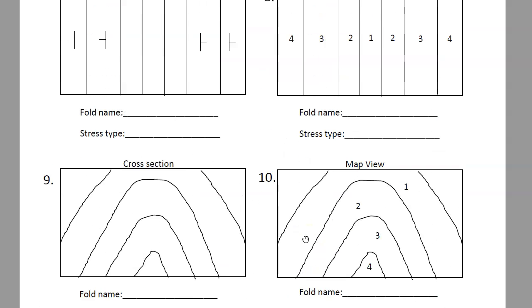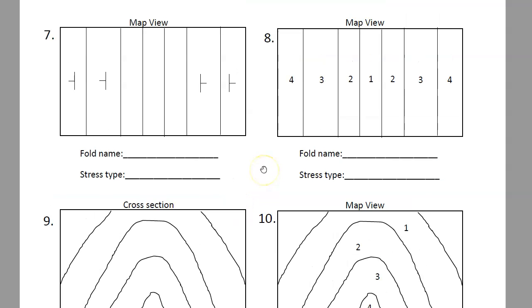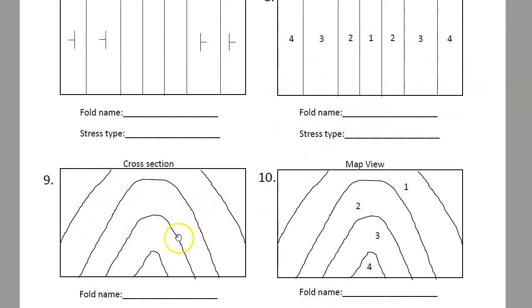You just have to remember how you identify the folds in map view. It's either the tilt of the beds, what direction they're tilting, toward the center or away. For ages, old in the center or young in the center tells us. And then, of course, in cross-sectional view, just the shape would tell us that.